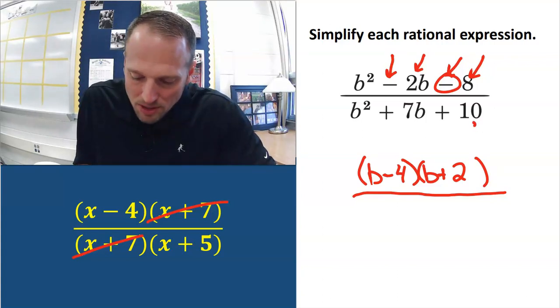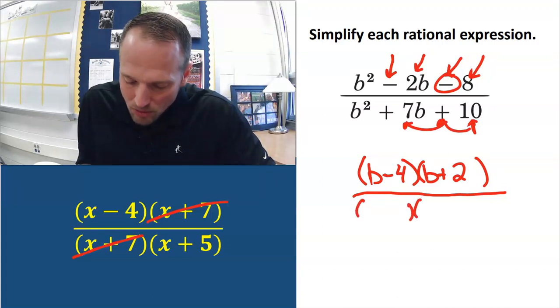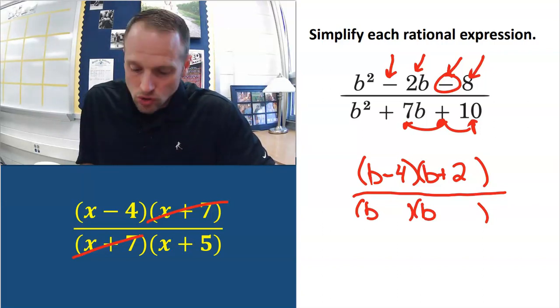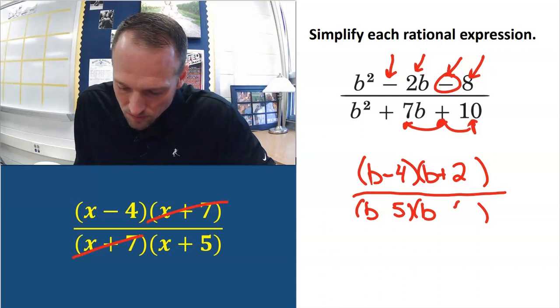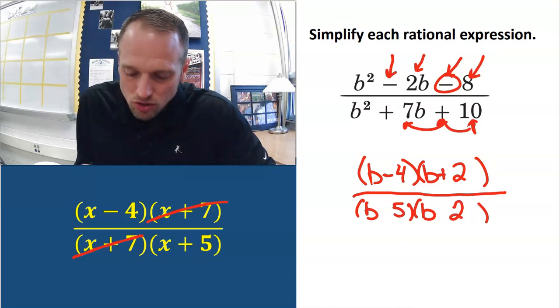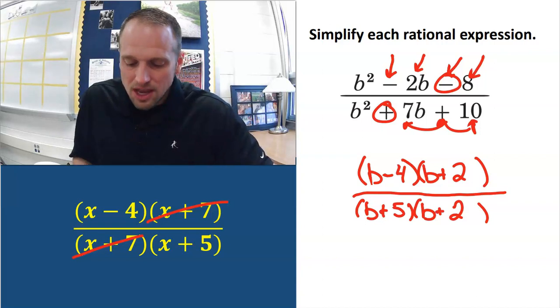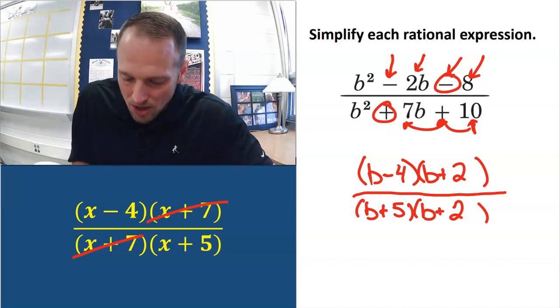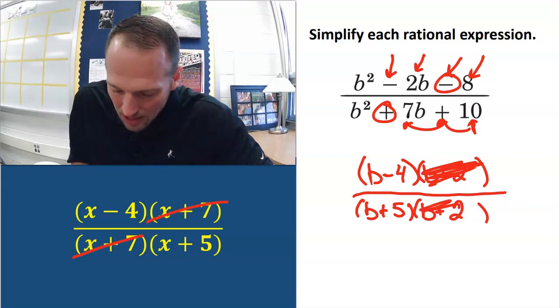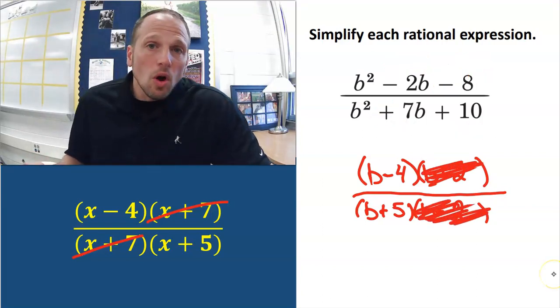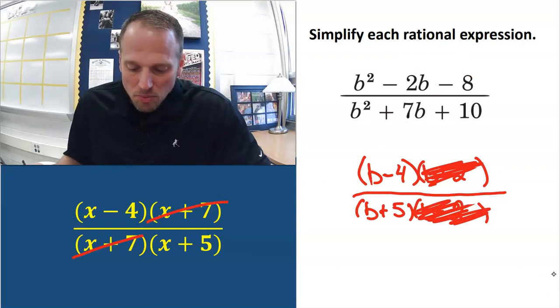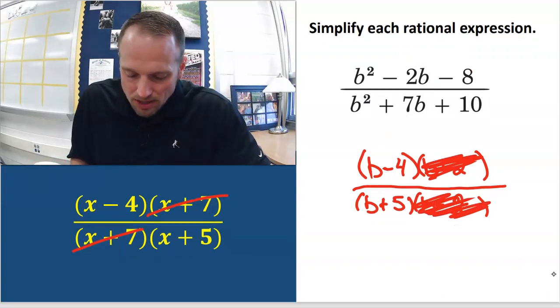All right? Next, let's look at the bottom one. This time I'm looking for numbers that multiply to get 10 and add to get 7. I think that's going to be 5 and 2. So I'm going to put those numbers in there because 5 times 2 is 10 and 5 plus 2 is 7. Bigger number always gets the first sign, so that plus is going with the 5. And this second plus means that these signs are the same. So I've got it factored. Now look what we have. We've got a b plus 2 on the top and on the bottom. So all of this is going to simplify down to just b minus 4 over b plus 5.